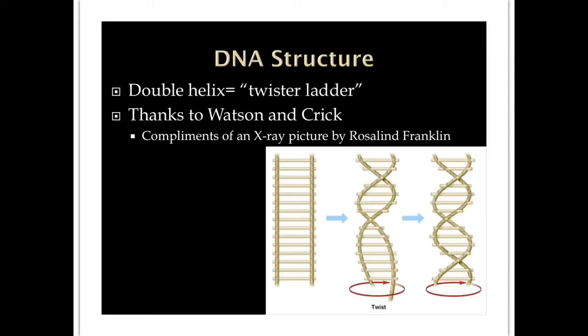The overall 3D structure of DNA is known as a double helix, which, if you look at this analogy right here, is basically a twisted ladder. The scientists Watson and Crick are the ones credited with discovering this double helix structure. They discovered the structure by looking at an X-ray crystallography picture that was taken by Rosalind Franklin.